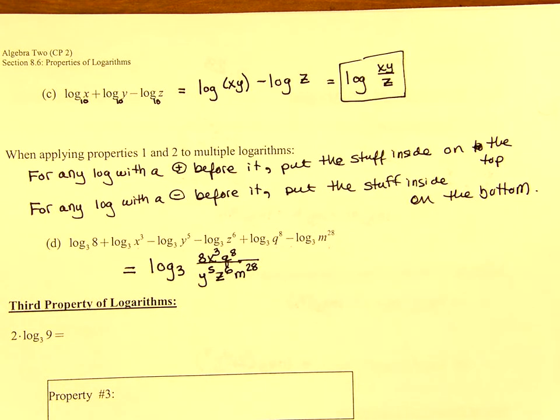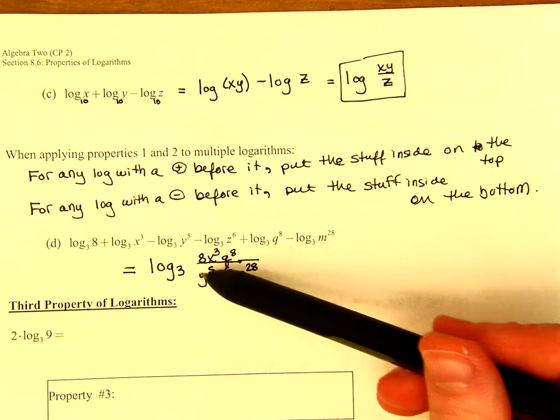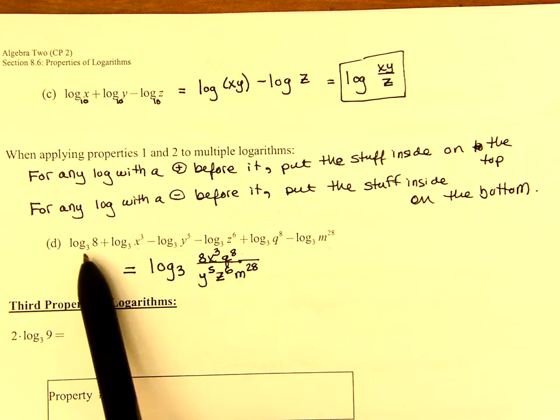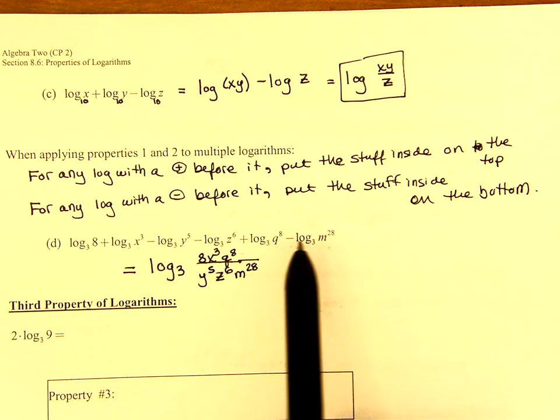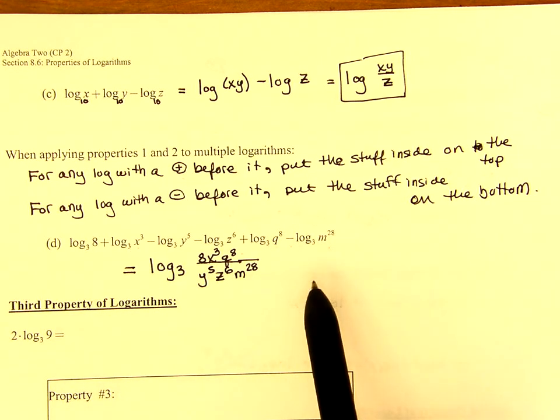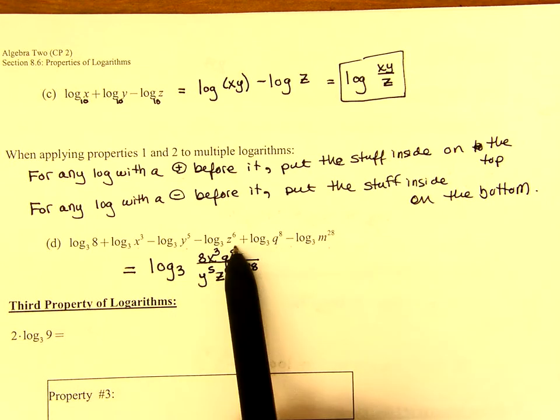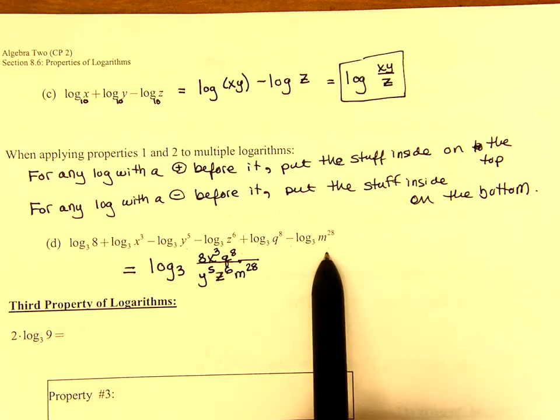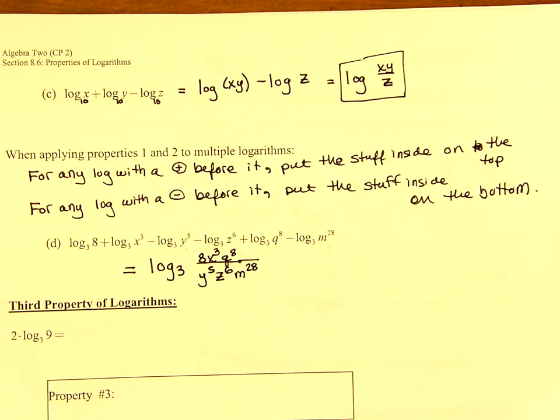Any log that had a positive sign before it, the stuff inside that logarithm goes on the top of a fraction, like 1, 2, 3. And any log that had a minus before it, the stuff inside that log will go on the bottom of a fraction, y to the 5th, z to the 6th, m to the 28th. That's our second property of logarithms.